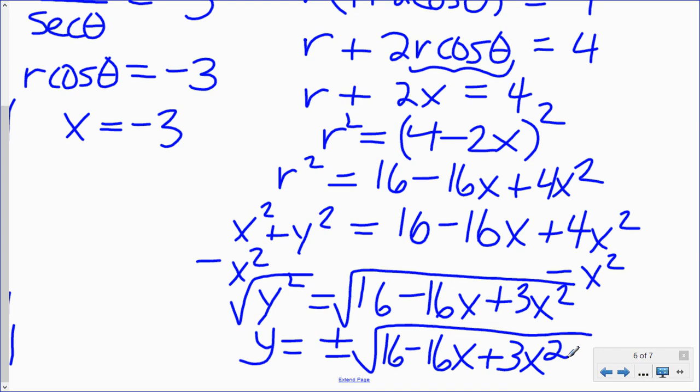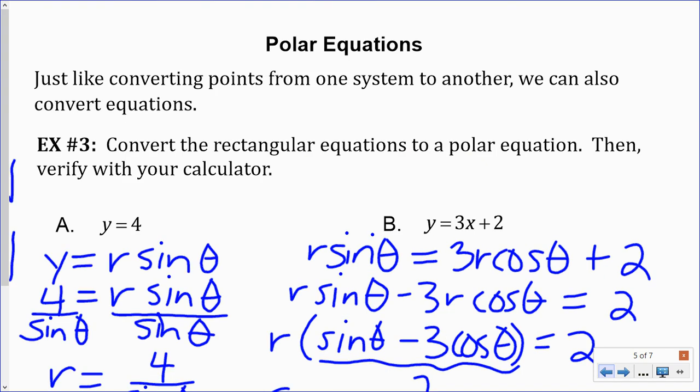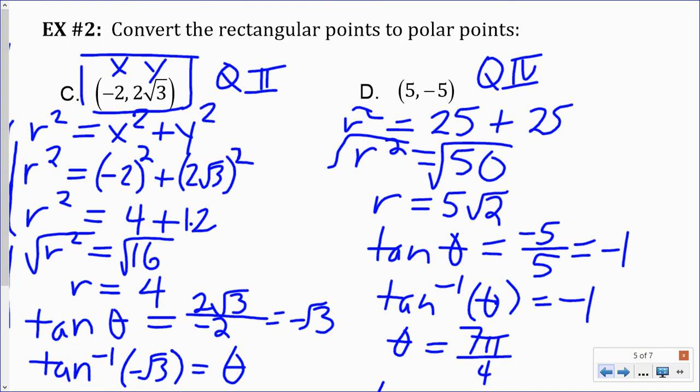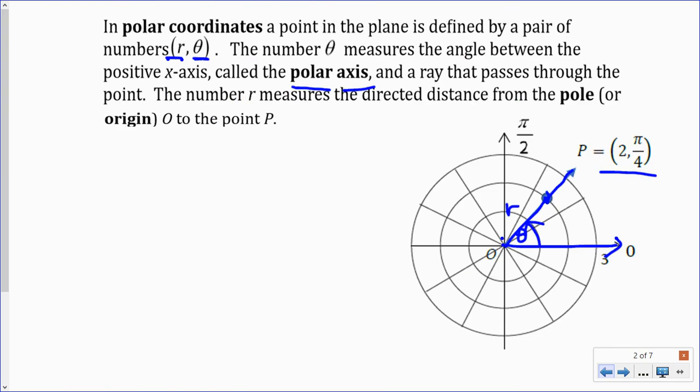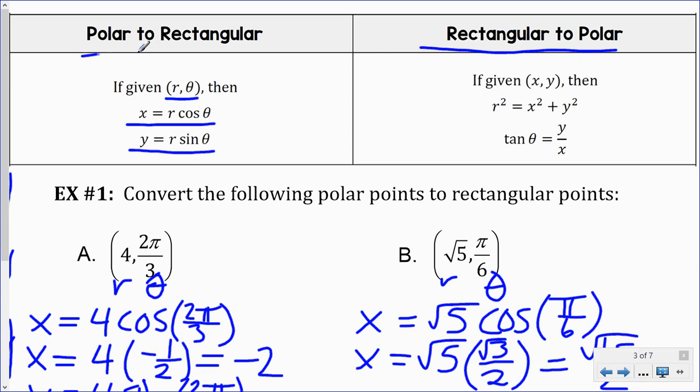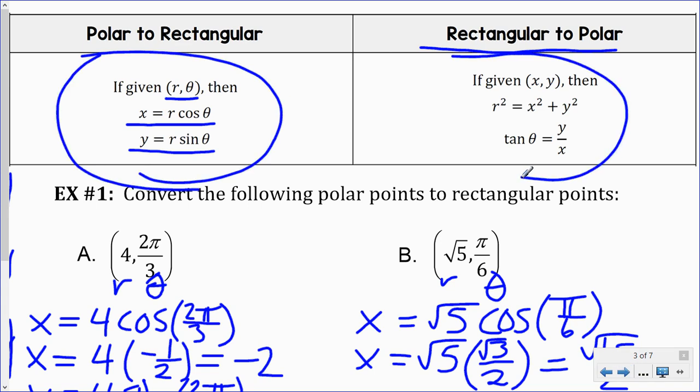Okay, so it is super important that you understand how to plot points in a polar coordinate system, and that the polar coordinates are in the form r comma theta. And then it is super important that you remember these relationships, okay? x equals r times cosine theta, y equals r times sine theta, r squared equals x squared plus y squared, and tangent theta equals y over x.